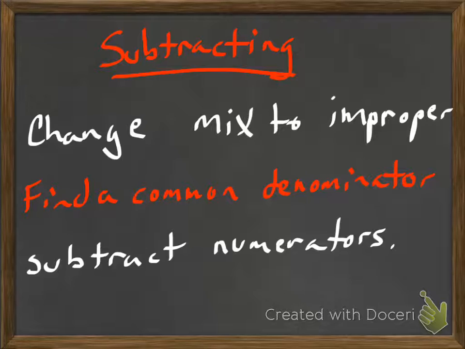All right, here's part 2. Subtracting fractions. First, change mixed numbers to improper fractions. Second, find a common denominator, and then we subtract the numerators. So it's the same thing as adding, but we're going to subtract the numerators instead.